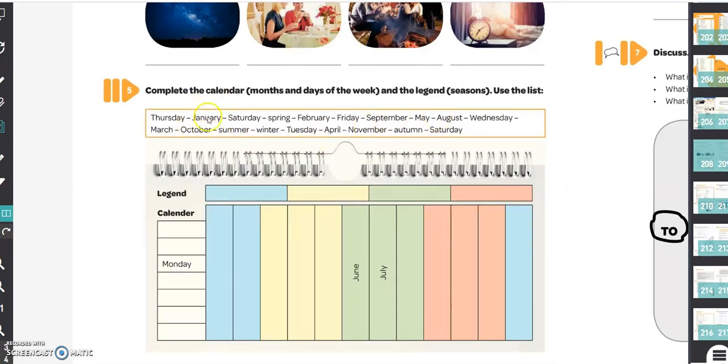So you have the box with all of these words. Complete the calendar, months and days of the week. So here you put down the days of the week. So here is Monday. So what's behind it and what's over here? Then the months you have to put over here. So we already have June and July. So what do we have here? Put in the right order. And what do we have here? And then here, there you have to write down the seasons. Okay.